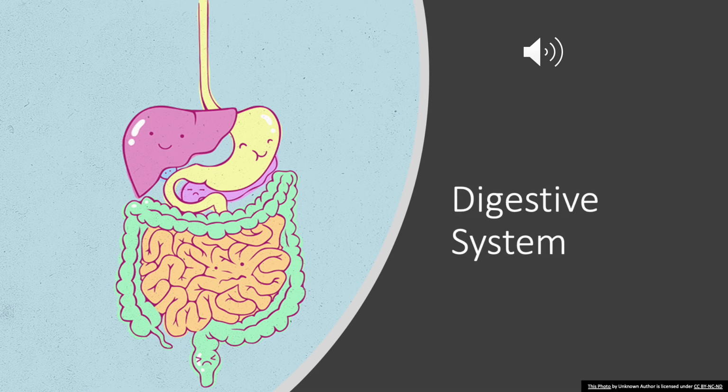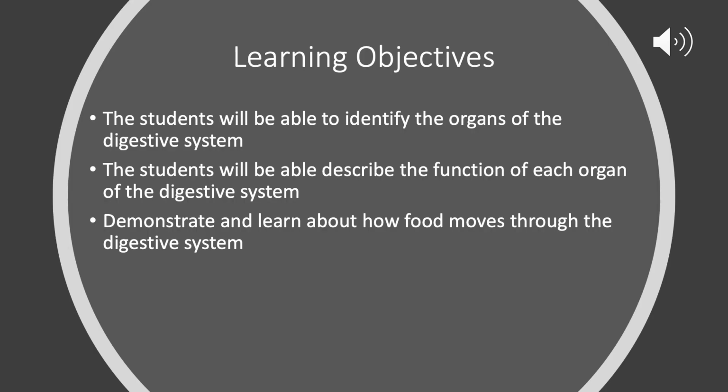For this lesson plan, we will be going over the digestive system. For the learning objectives, the students will be able to identify the organs of the digestive system. They will also be able to describe the function of each organ of the digestive system, and they will demonstrate about how food moves through the digestive system.